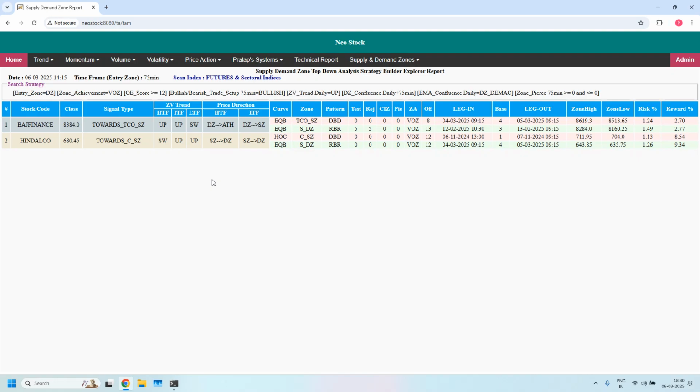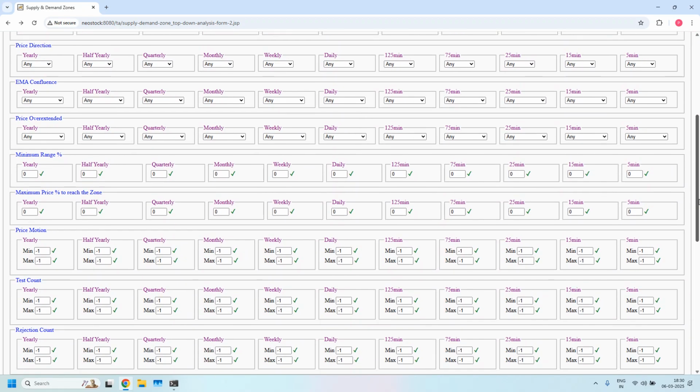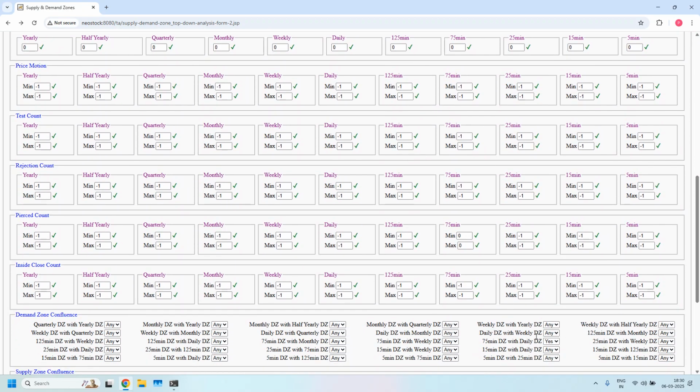So next we will look into HTF confluence also. Removing this EMA filter. Sorry, where is it? Here. Now in the demand zone confluence, we have to set 3 filters. First filter is already enabled, 75 with daily demand zone confluence. Next, 75 minutes demand zone with weekly demand zone confluence. Daily demand zone with weekly demand zone confluence.